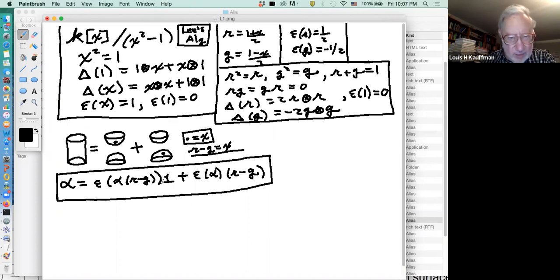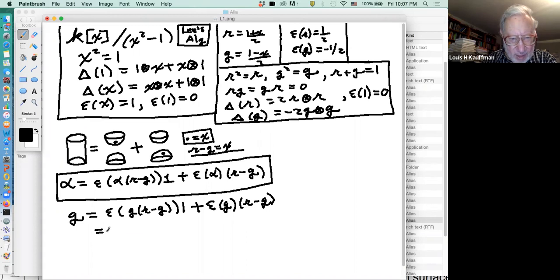Now, it's fun to verify this identity. For example, let's do just one piece of it and I'll leave the rest to you. Let's try G. For G, it should say that G is equal to epsilon of G times R minus G times 1 plus epsilon of G times R minus G. So let's check the right-hand side and see if that works out. So G times R is 0. So this is epsilon of minus G squared, but G squared is G. So this is epsilon of minus G times 1 plus epsilon of G times R minus G.